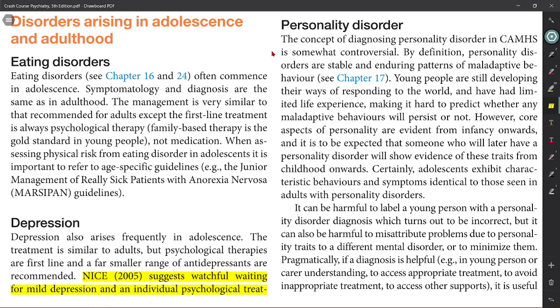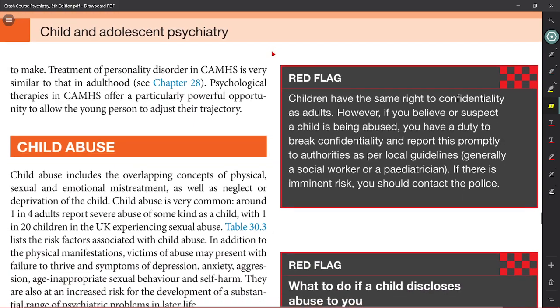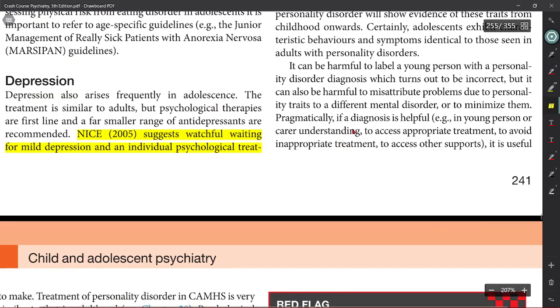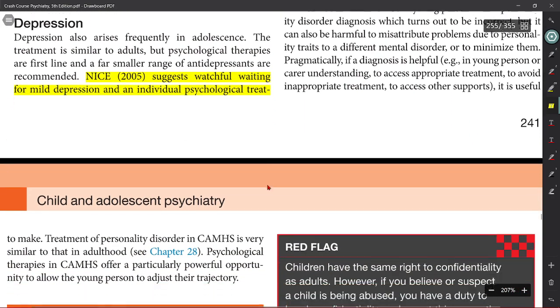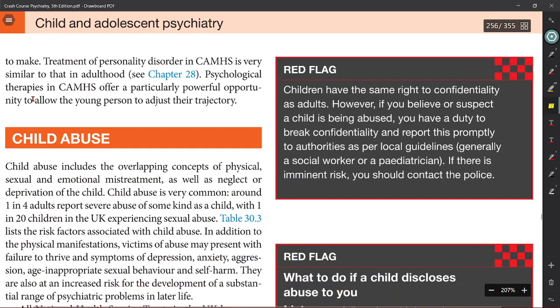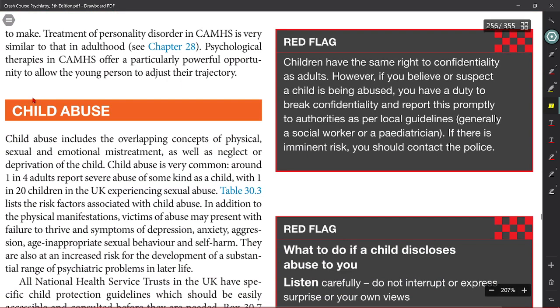It can be harmful to label a young person with a personality disorder diagnosis which turns out to be incorrect, but it can also be harmful to misattribute problems due to personality traits to a different mental disorder, or to minimize them. Pragmatically, if a diagnosis is helpful, like in young person or carer understanding, to assess appropriate treatment, to avoid inappropriate treatment, or to assess other supports, it is useful to make. So you can weigh that. Treatment of personality disorder in CAMHS is very similar to that in adulthood. Psychological therapies in CAMHS offer a particularly powerful opportunity to allow the young person to adjust their trajectory.